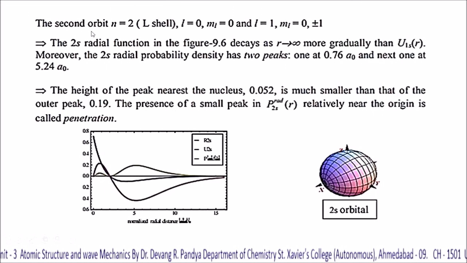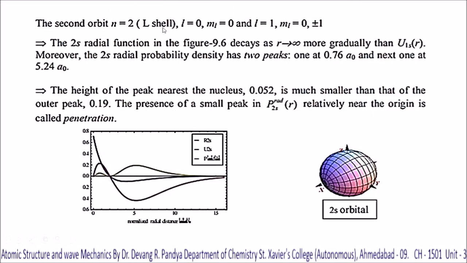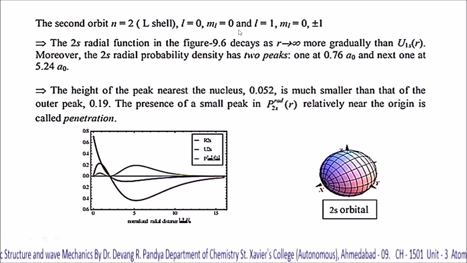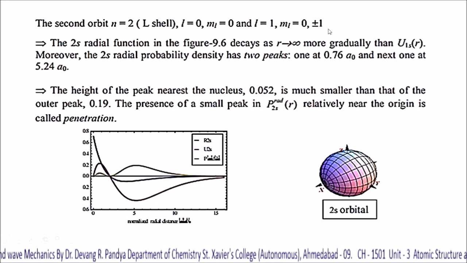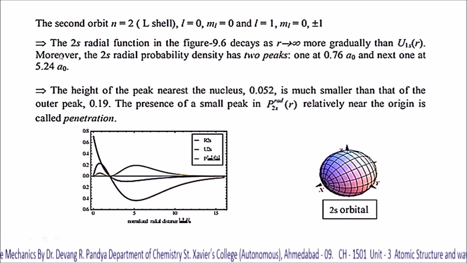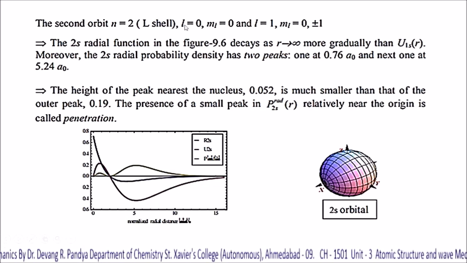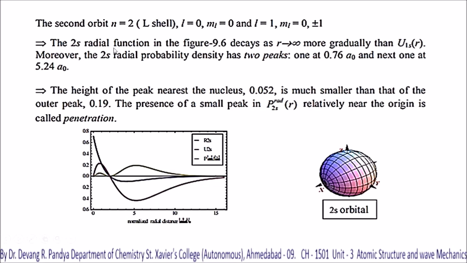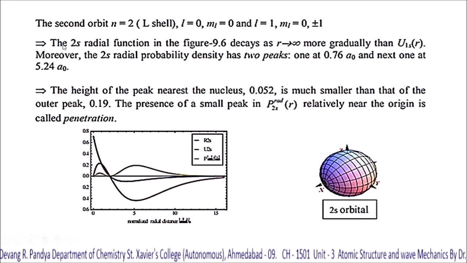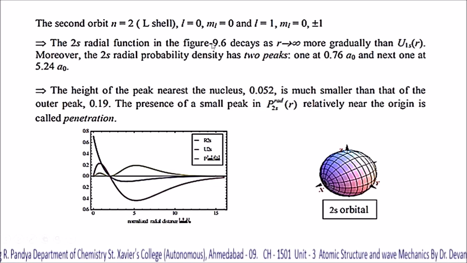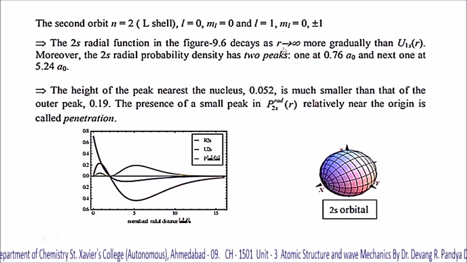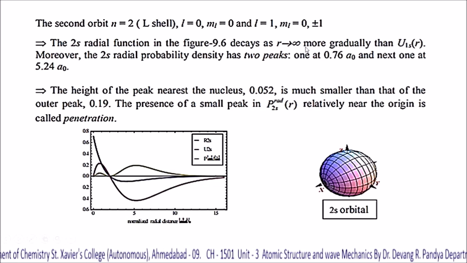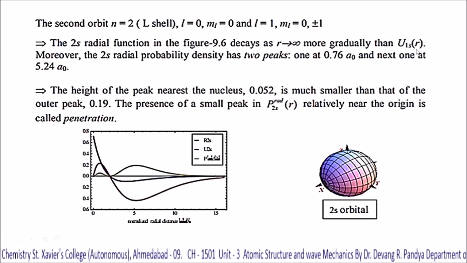The second orbital, that is n is equal to 2, the L shell, l is equal to 0, m subscript l is 0, l is equal to 1, m subscript l is equal to 0 or plus or minus 1. So two kinds of situation are possible over here. For l is equal to 0 or 1, we are going to discuss the 0 first. The 2s orbital function in the figure, which I am going to show you later on, decays as r goes to infinity more gradually than 1s.